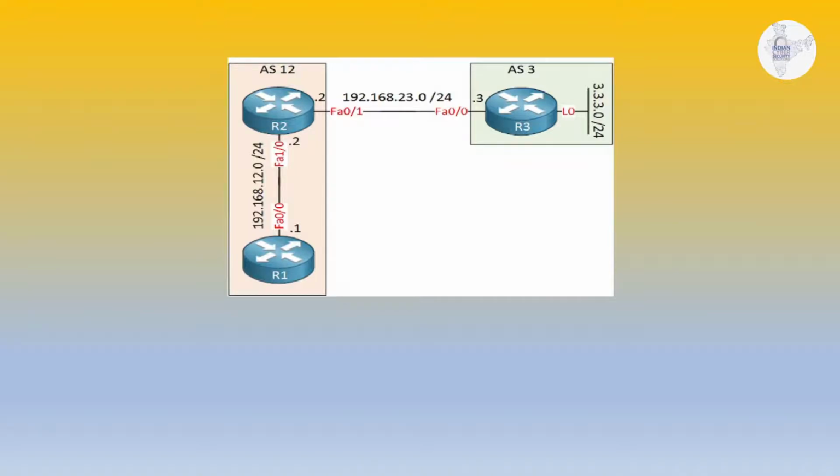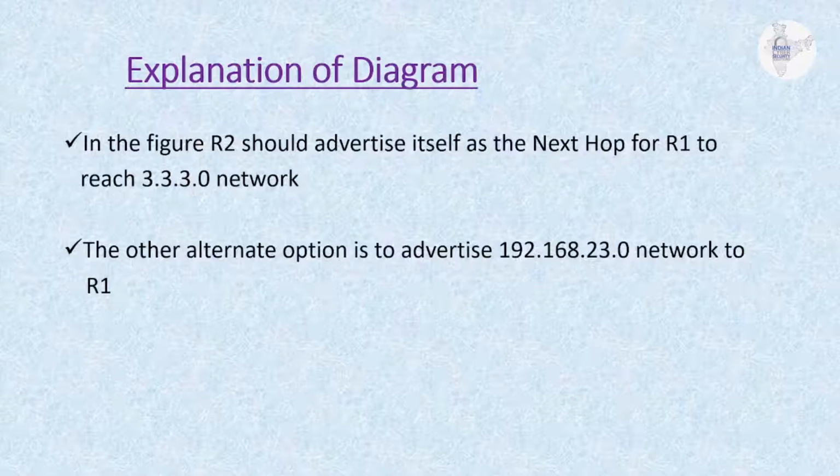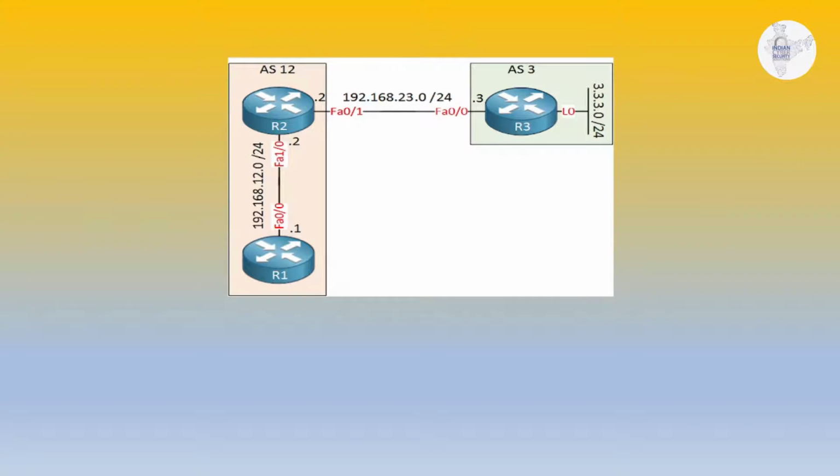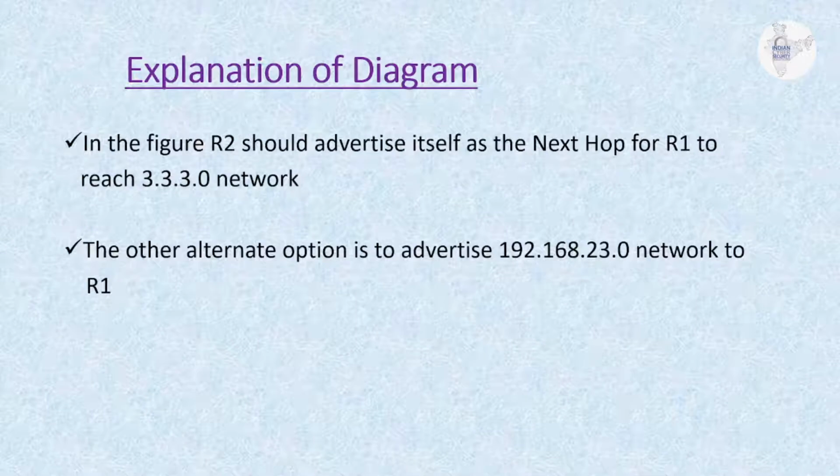So actually R2 has two options. It can advertise the 23.0 network that is connected from R2 to R3 to R1, or it can advertise itself as the next hop for R1 to reach 3.3.3.0. So these are two options to solve the reachability problem. We'll see how to advertise the routes in eBGP and how to solve the next hop problem now in the GNS3 simulator.